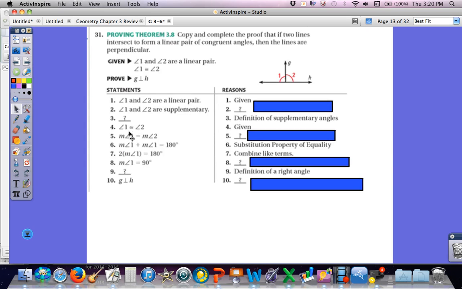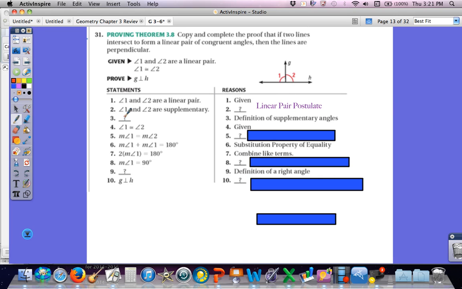Okay? And another proof that we want to go through here. We're proving theorem 3.8. Angle 1 and 2 are a linear pair. That's what we're given. Angle 1 and 2 are also congruent to each other. They want us to prove that G is perpendicular to H. So 1 and 2 are supplementary. Okay? That's the linear pair postulate because they told us that they're a linear pair.